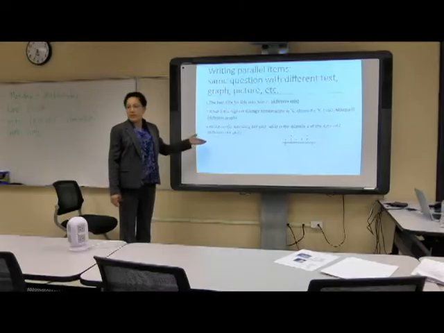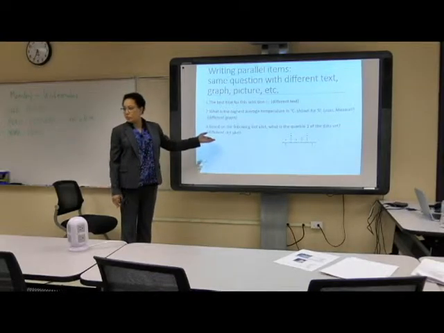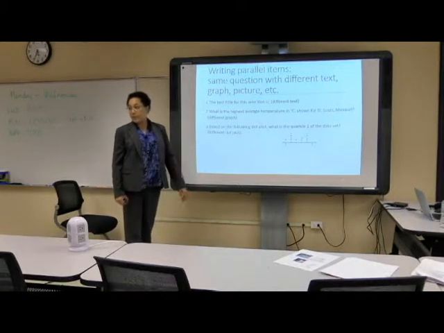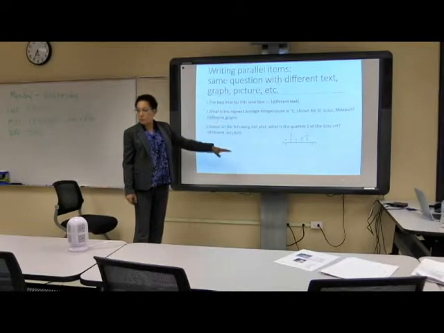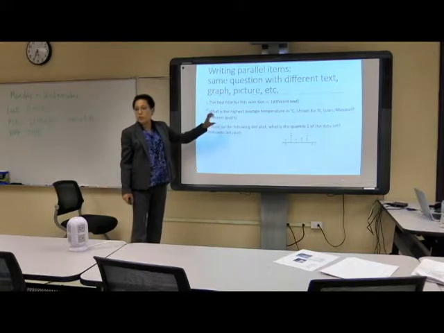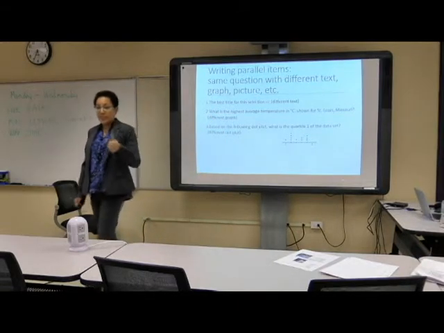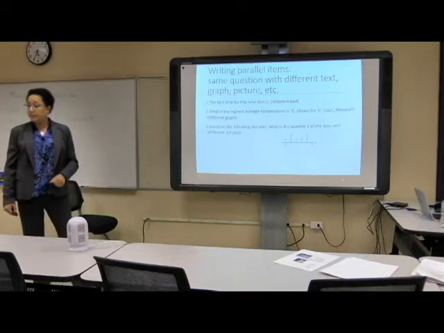Great, give a different dot plot, different image. Same question, different image provided that the student then has to make a choice about. So, same question, change something within the text, change an image, change what it's asking about. That's one way to write a parallel item.